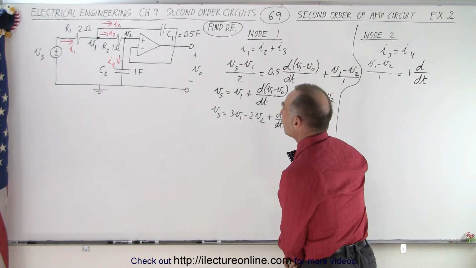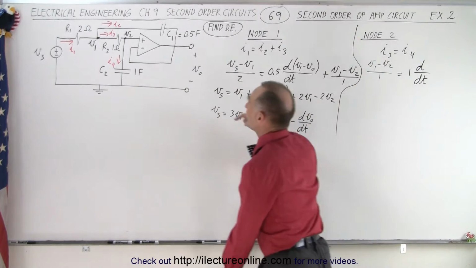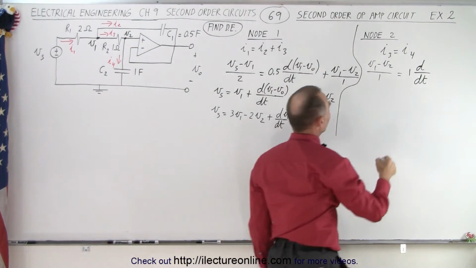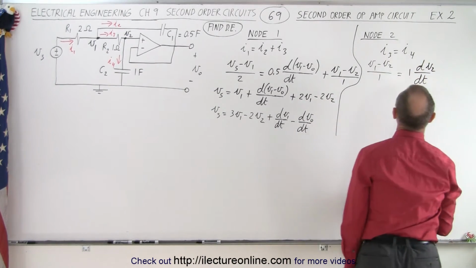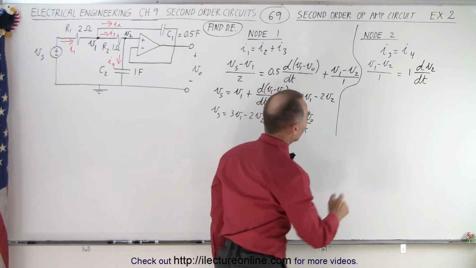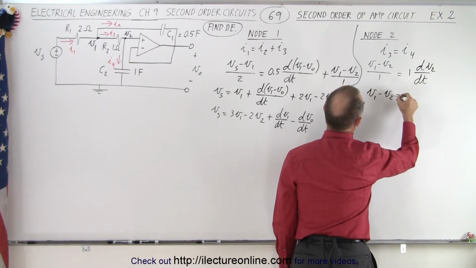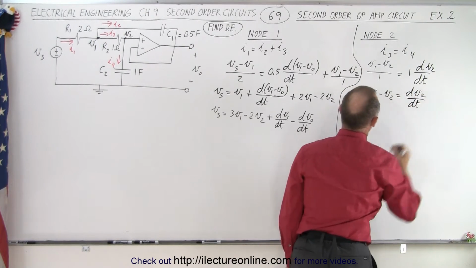The rate of change of the voltage with respect to time. And so that would be the voltage difference between V2 and here. So it would simply be V2 minus 0, or simply V2. Okay, so here we have V1 minus V2 is equal to the derivative of V2 with respect to time.